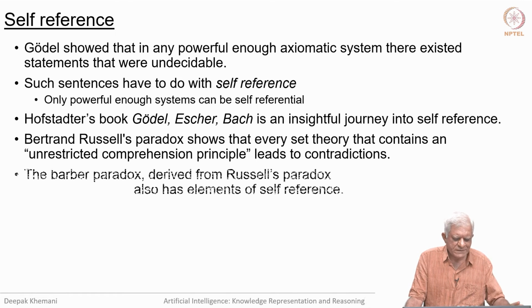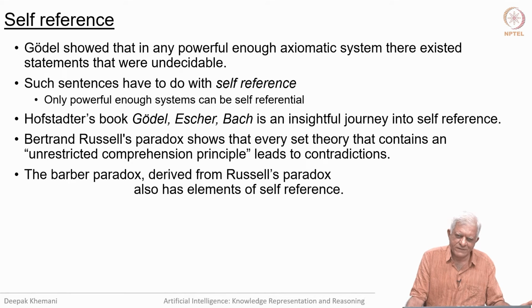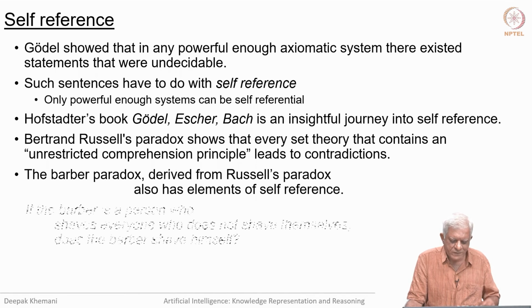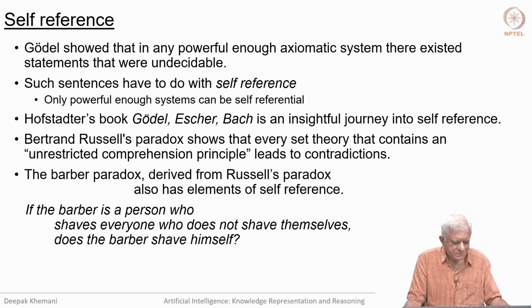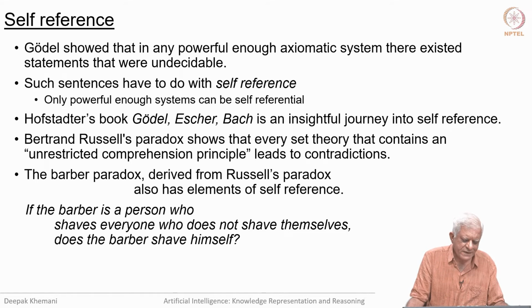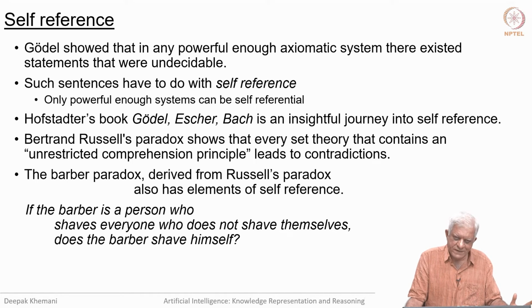Also associated with Russell is the Barber's paradox, though he himself said that somebody else had shown it to him. But you can say it is derived from Russell's paradox, and we often associate it with Russell. What is the Barber's paradox? It says that if the barber is a person who shaves everyone who does not shave themselves, then does the barber shave himself?